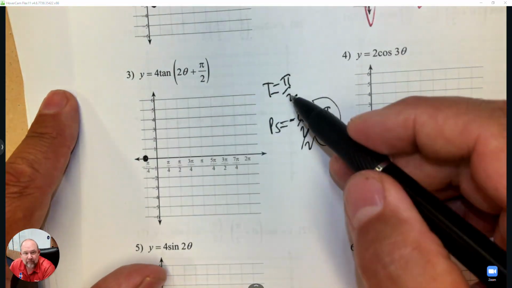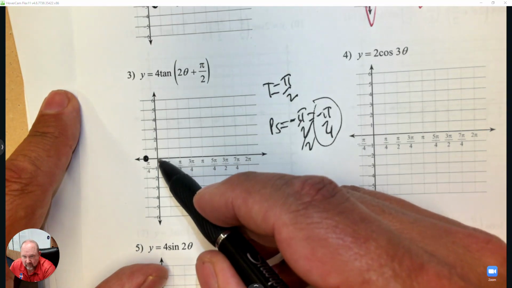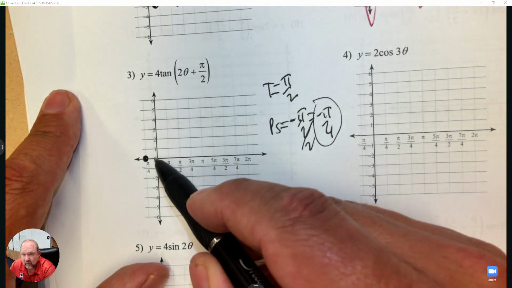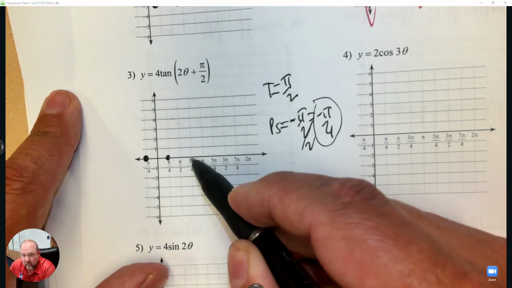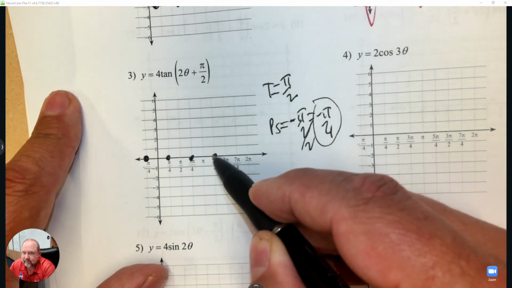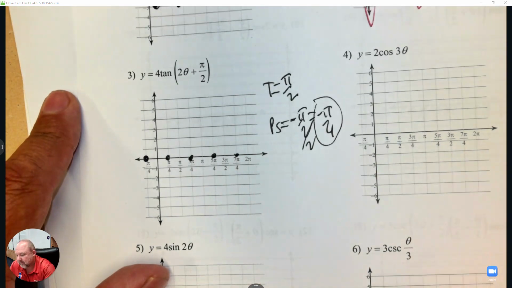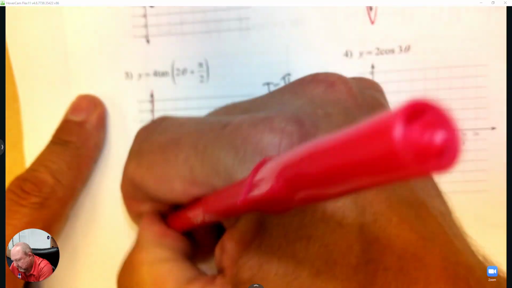So our period is pi over 2. So if I start at 0, that's just 2 to the right. So from here, I go 2 to the right, 2 to the right, 2 to the right, 2 to the right. And then in the middle between those are going to be asymptotes.